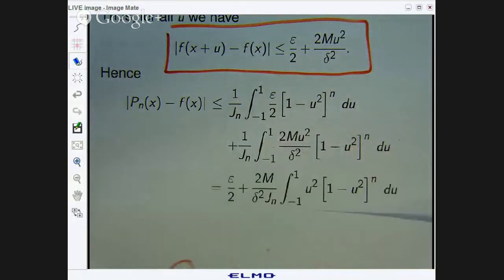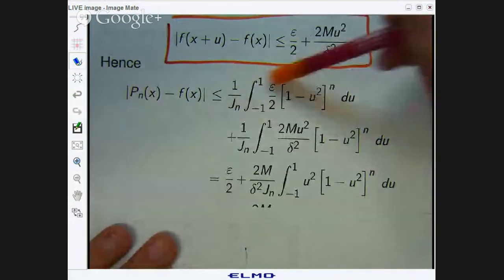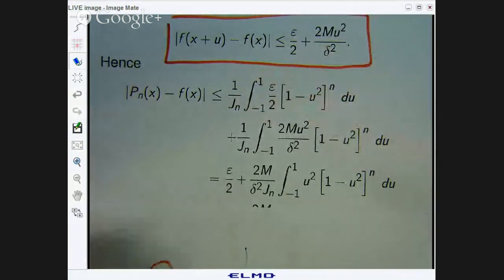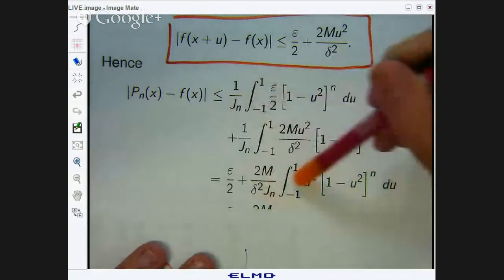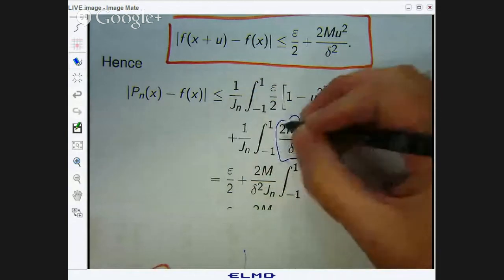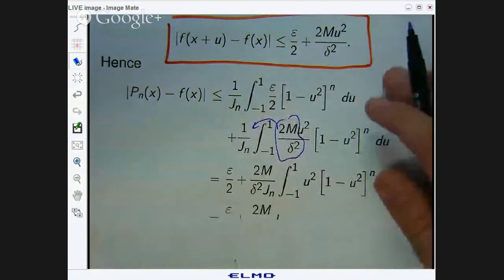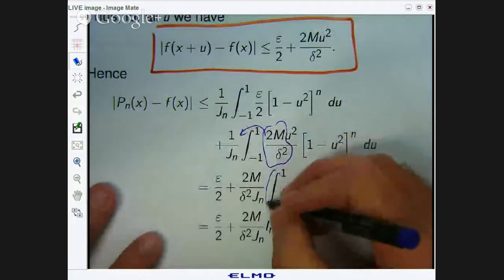Okay, so this can come out the front. You've got 1 on j_n times j_n, so that'll give you just epsilon on 2 here, and then you've got this, the m. This can come out the front. Okay, and you've got this. All right, so we're making progress.